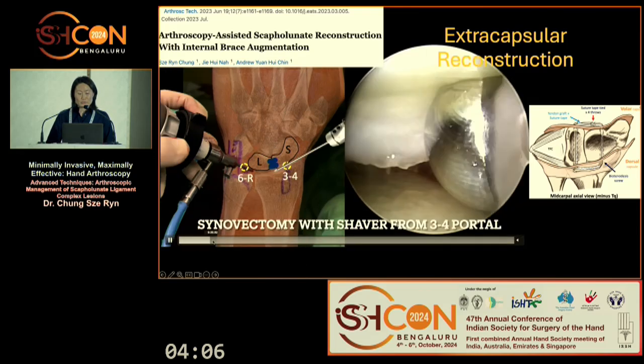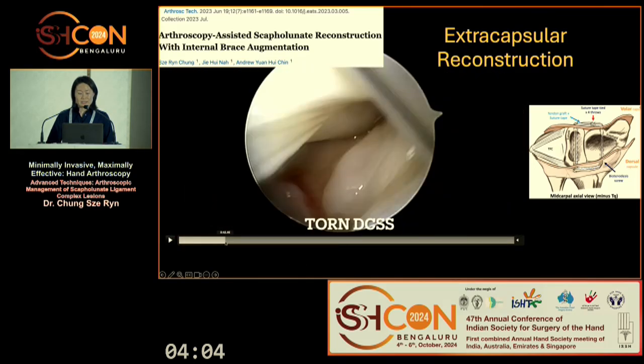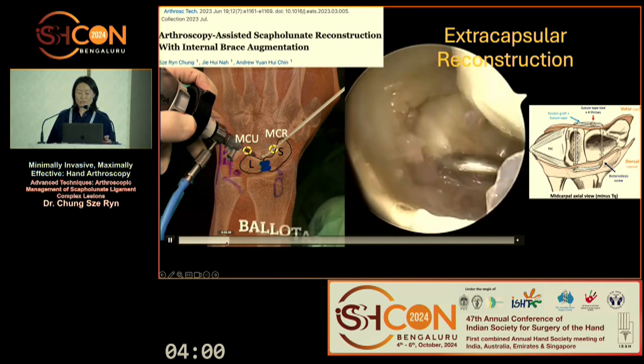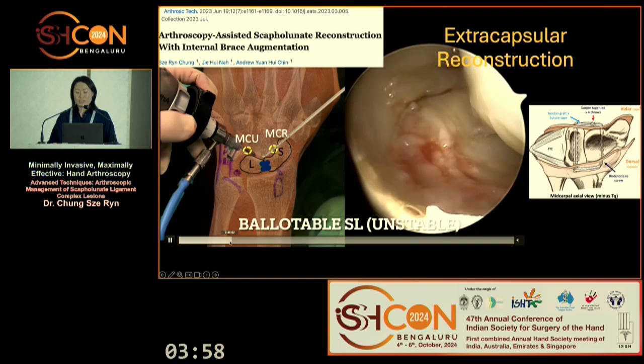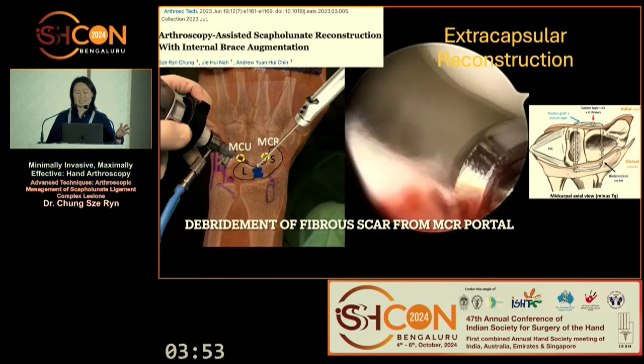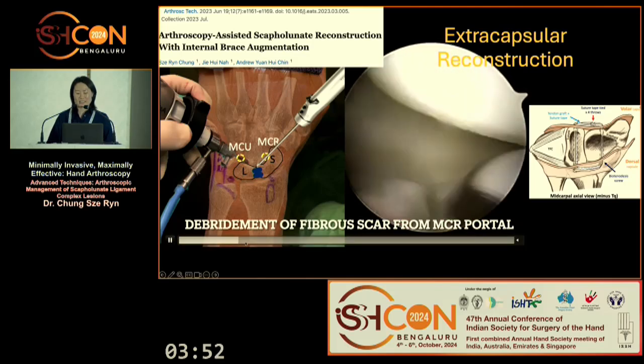And when you do a midcarpal view over here, you can see that there is a fibrous scar in the scapholunate joint, and then usually you want to debride those fibrous scars. You want to convert a static instability into a dynamic instability.